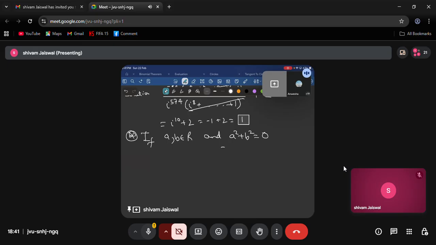Sine square plus cos square. How can I? Tell me. Then what is the solution? A equals to iB, A equal to B equal to 0, isn't it? They both are real numbers, right, Adito? Okay, sir. If they are real numbers, then there exists exactly one solution. That is, they both are equal to 0.